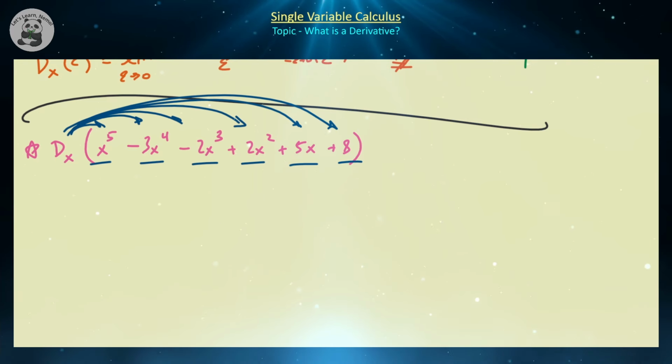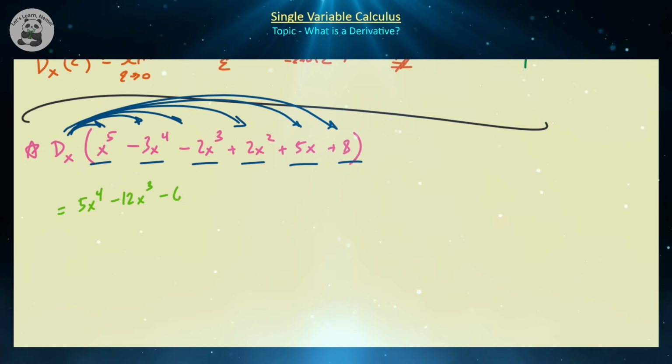Now, I just want to say ahead of time, you cannot always do this, and also rarely do this, with multiplication and division, only addition and subtraction. So by the power rule, we know that the derivative of x to the 5th is going to be 5x to the power of 4. The derivative of minus 3x to the power of 4 is going to be equal to minus 3 times 4, which is minus 12x to the power of 3.